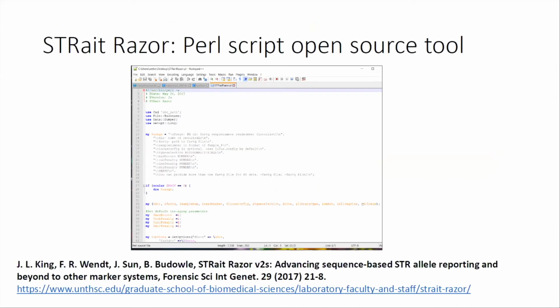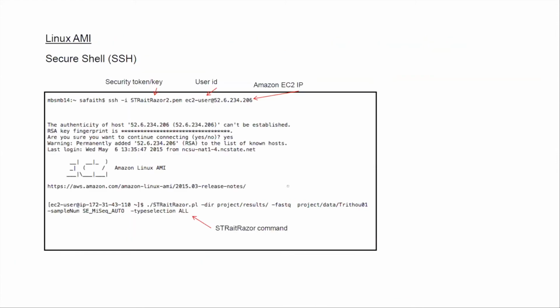A colleague of mine at University of North Texas, Bruce Budowle, he and his team had written in Perl one of these approaches that does tag and interpret. So in 2014, when I started my lab at NC State, having no resource available quite yet, I just wanted to test out AWS. So I went with STRait Razor, that's the name of the application here, this Perl script, just in my first testing. And there's a link to the website if you have interest in looking at STRait Razor, which they've certainly modernized since the first reporting of it back in 2014.